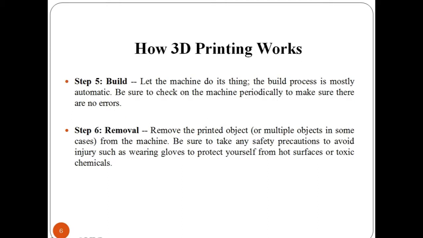The next step is build. Let the machine do its thing. The build process is mostly automatic. Each layer is usually about 0.1 millimeter thick, though it can be much thinner or thicker. Depending on the object size, the machine and the material used, this process could take hours or even days to complete. Be sure to check on the machine periodically to make sure there are no errors.